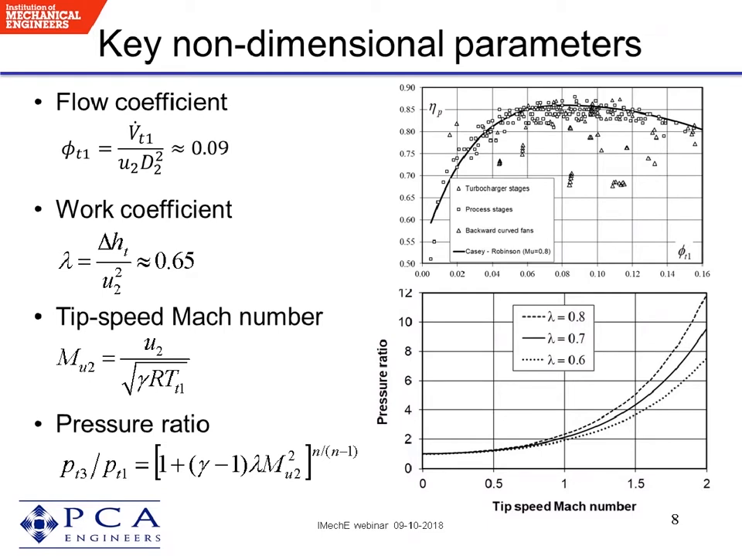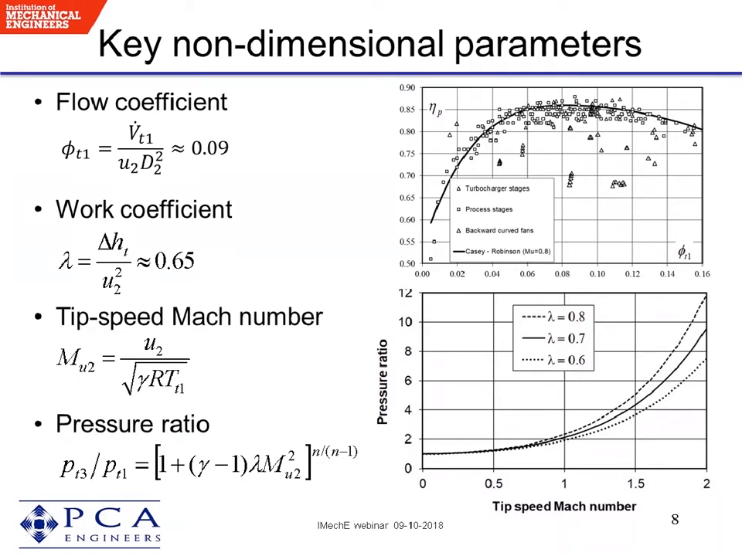The key non-dimensional parameters that we use to define the performance of radial compressors are listed here. A flow coefficient, it's a non-dimensional form of the volume flow. A work coefficient, it's the non-dimensional form of the enthalpy rise, made non-dimensional with the tip speed squared. And a tip speed Mach number, which is the blade speed divided by the speed of sound at the inlet to the impeller. Starting with the work coefficient, a typical value would be 0.65.